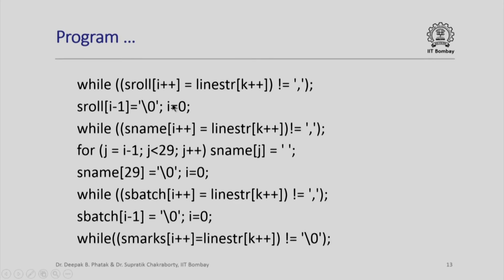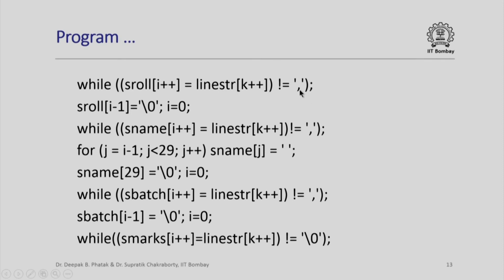Look at the simple way in which this separation is being done. I know that the values are separated by comma, so I assign line string k to sRole I. Please note I plus plus and k plus plus simply means that after this assignment both I and k will be incremented by 1. While this not equal to comma, and there is no body for this while. So, please note what it does is it keeps assigning characters one after another till it encounters a comma.